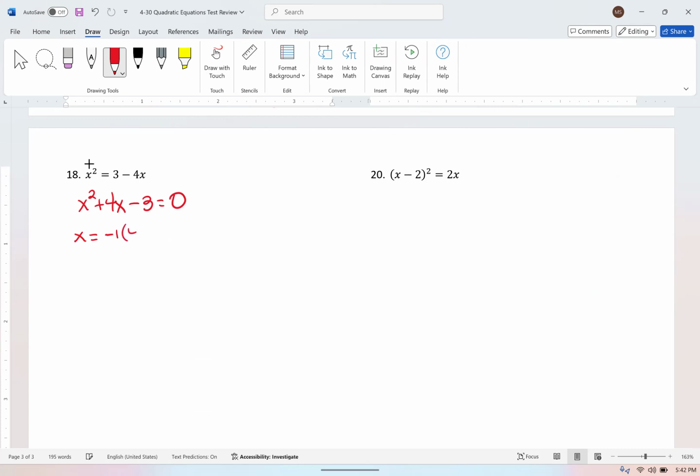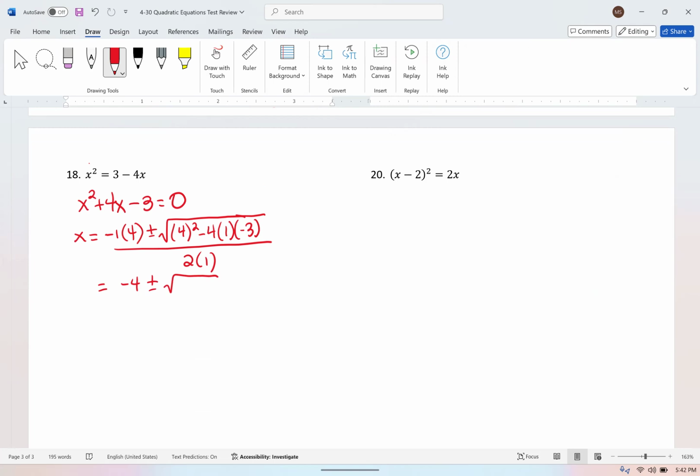Negative 1b plus or minus the square root of b squared minus 4 times a times c, all divided by 2 times 1. Negative 4 plus or minus the square root of 16 plus 12. 16 plus 12 is 28.